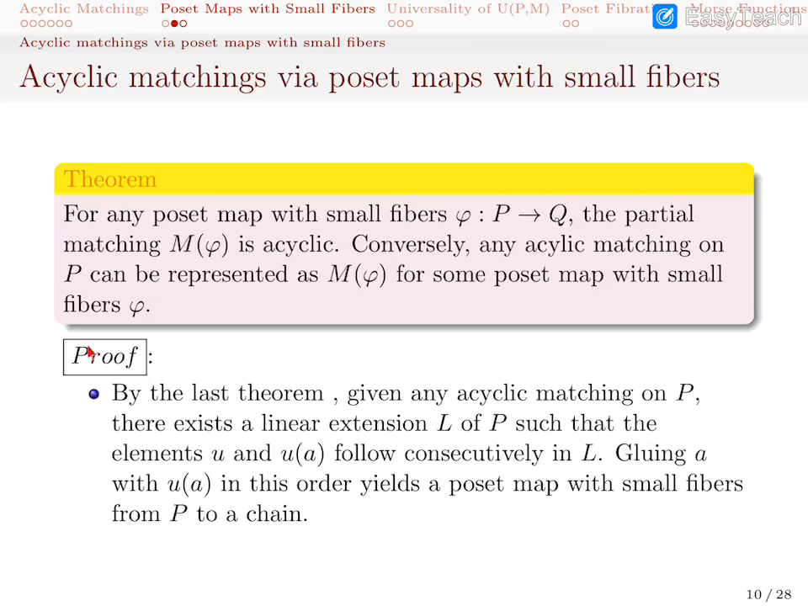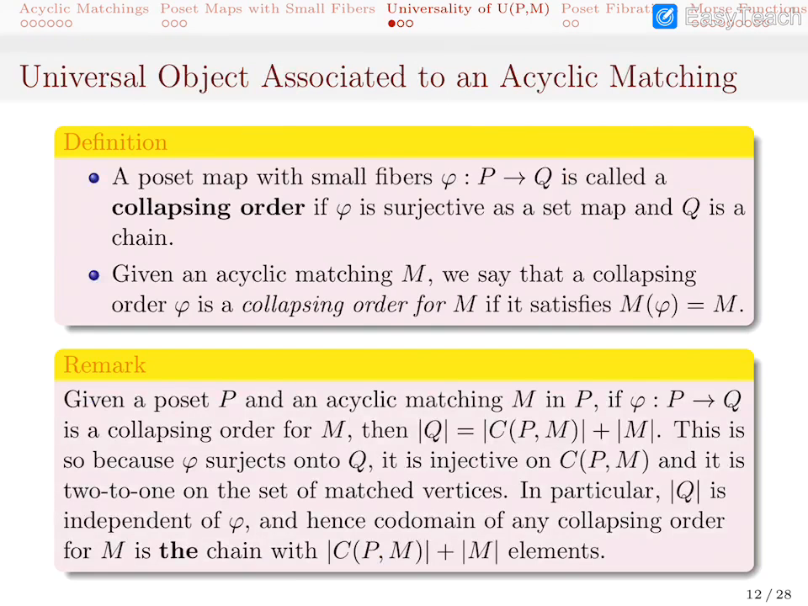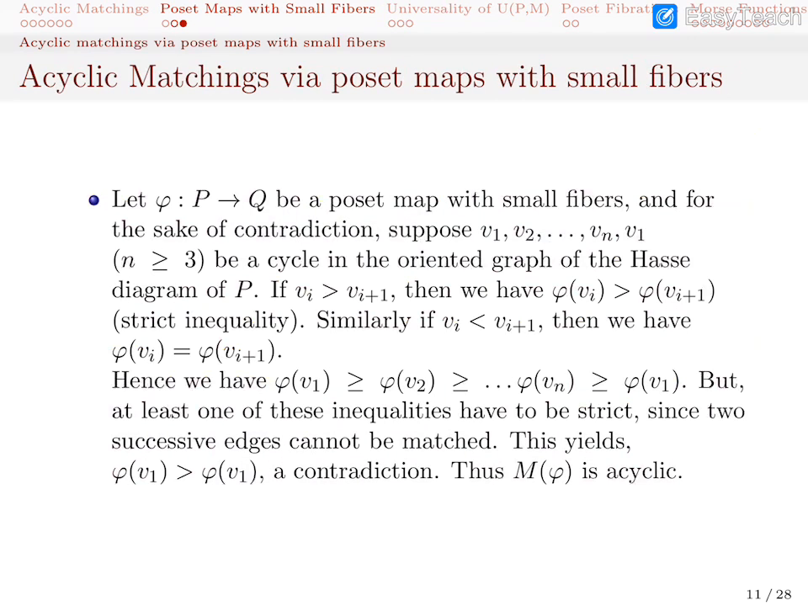So for the proof, one part is just a direct application of the earlier theorem. By the last theorem, given an acyclic matching on P, there exists a linear extension L of P such that these elements A and UA follow consecutively in L. Now if you just glue A and UA together in this order, you obtain a poset map with small fibers from P to a chain in fact. And the other direction is by contradiction.